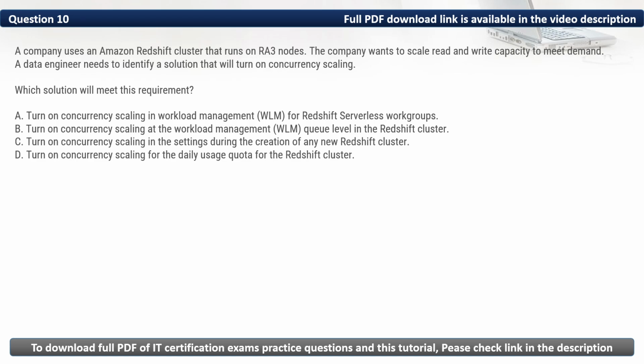Question 10. A company uses an Amazon Redshift cluster that runs on RA3 nodes. The company wants to scale read and write capacity to meet demand. A data engineer needs to identify a solution that will turn on concurrency scaling. Which solution will meet these requirements?